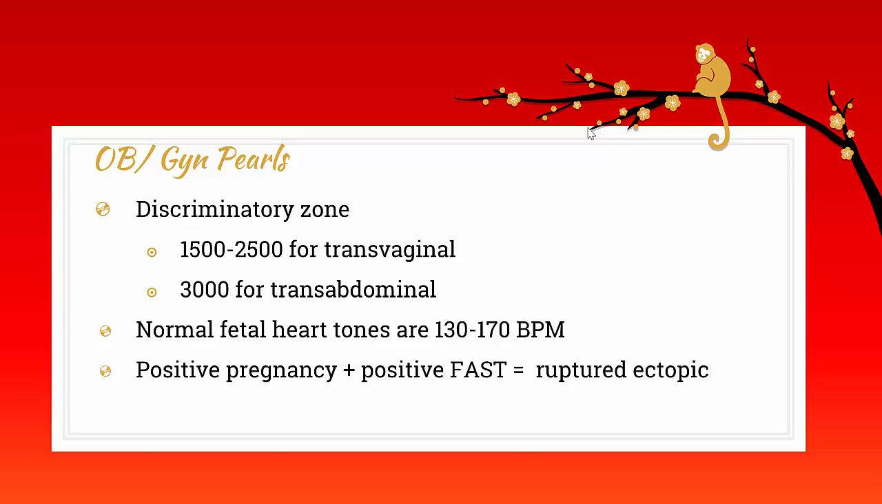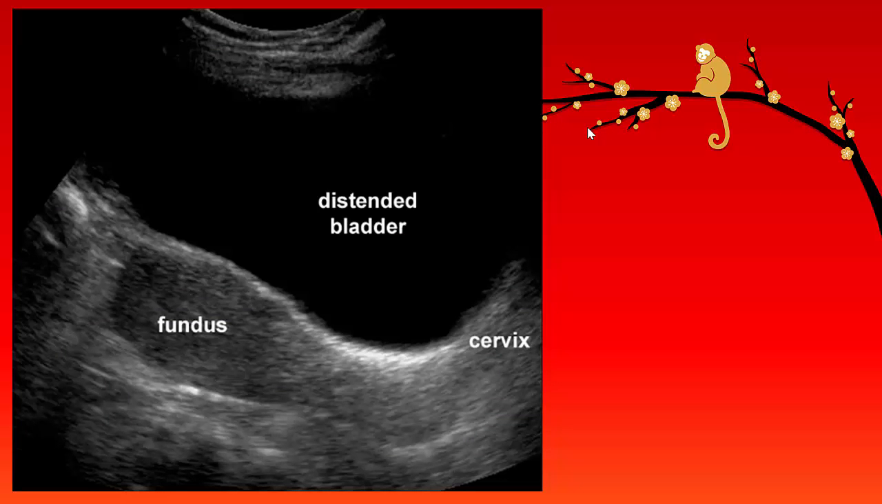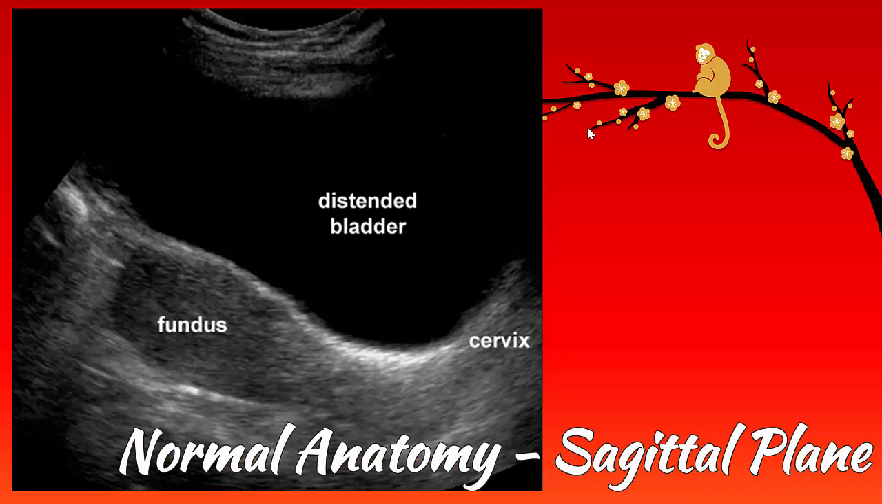All right, next let's look at some images. So here is the normal female reproductive anatomy in the sagittal plane. You're going to see a bladder superiorly and then posterior to the bladder, the uterus. In this view, it's going to be a long pear-shaped structure. That bladder can be very useful though for identifying your anatomy and what you're looking at.